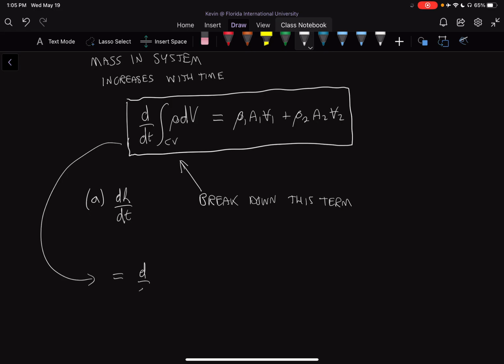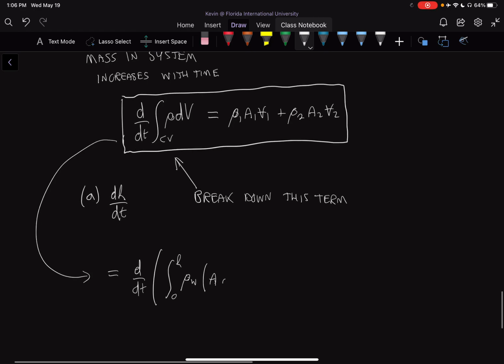Okay, so we're going to write that this term here is equal to d dt, and we're going to change it in terms of cross-sectional area. So we're going to say from 0 to h, okay, from 0 to little h, we have density of water, so density sub W, times the cross-sectional area A times dH. Okay, so this is cross-sectional area A, and dH is the change in height, the change in little h. And so this term right here is essentially equal to dV. So we have dV is equal to A dH, and we're going from 0 to h.